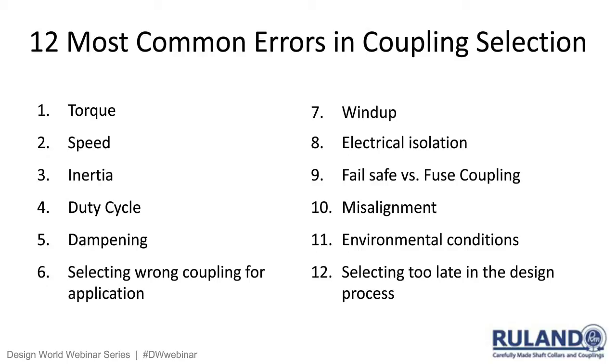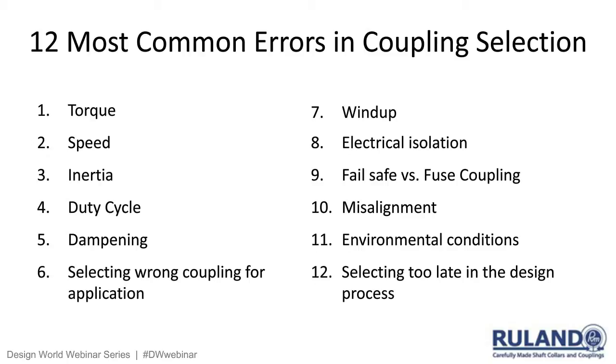Number 5 is dampening or cushioning, if you will. Decide up front whether you need a coupling that has some shock absorption to protect your components, or if you've got an application that requires very high torsional stiffness. That's going to decide whether you want a dampening type coupling or a high torsional stiffness coupling. And again, number 6, selecting the wrong coupling for the application.